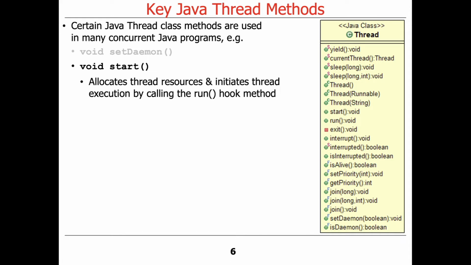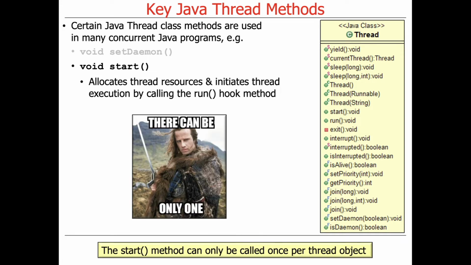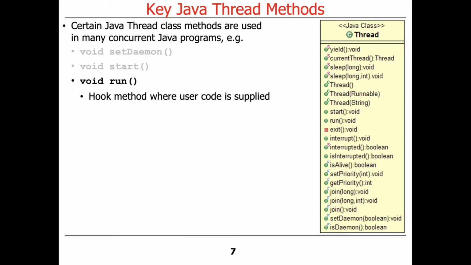Another method that absolutely needs to be used, otherwise you don't get a thread at all, is the start method. The start method allocates thread resources and initiates the execution of the thread by calling the run hook method. The start method can only be called once per thread. You have to call it or else you don't get a thread, and you can only call it once. If you try to call it more than once, you get an exception.